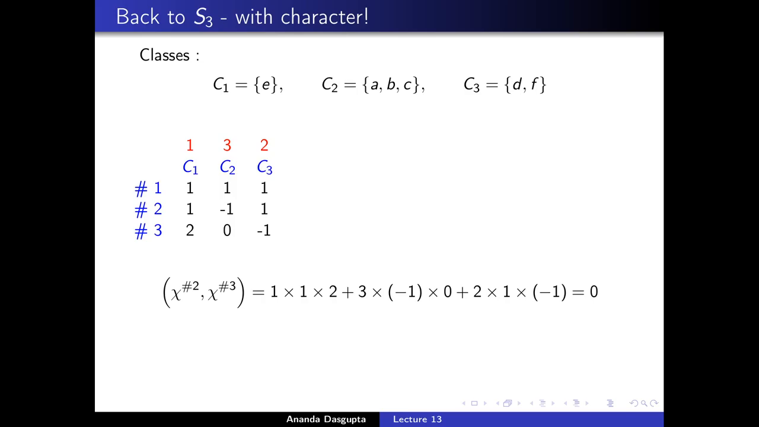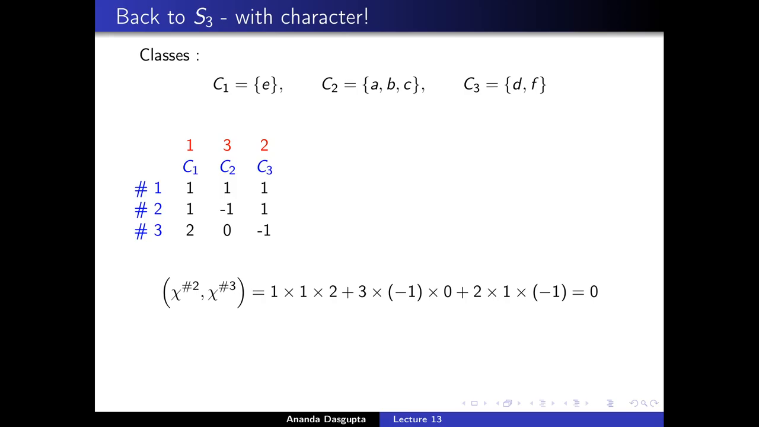C3 will contribute 2, the number of elements in C3, times 1, the character of representation 2 for C3, times minus 1, the contribution from representation number 3. And when you add them all together, you of course get 0, as you should. This of course is the same result as the one we had before, just written in a slightly different manner.